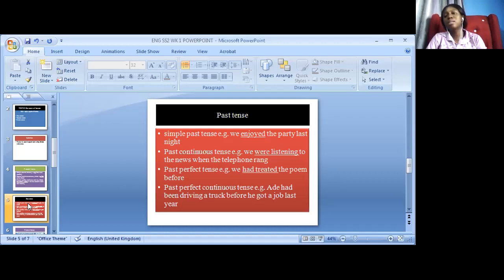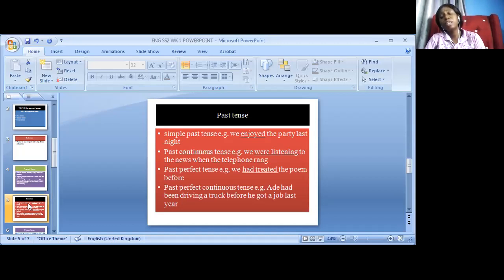The simple past tense. The simple past tense simply shows an action that has been completed in the past. That started in the past and it is done. We are done with it. That's the simple past tense. For example, we enjoyed the party last night. Now the party took place last night, probably around 7 p.m. to 10 p.m. or thereabouts, and we are done with it. So we are reporting it this morning that we enjoyed the party. So that's the simple past tense.